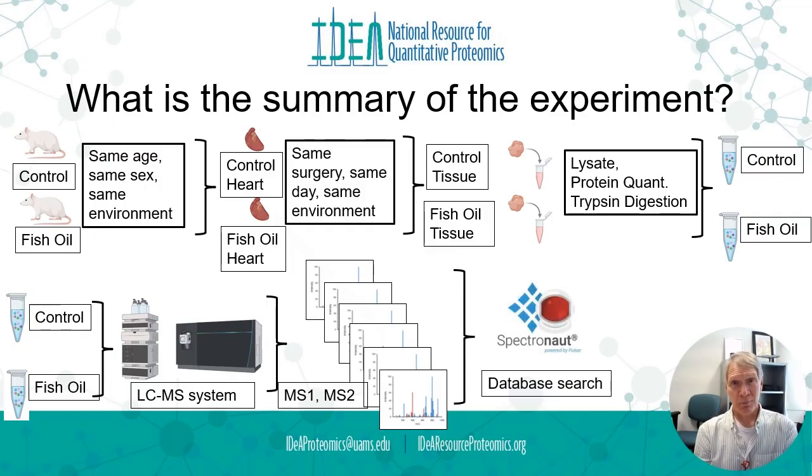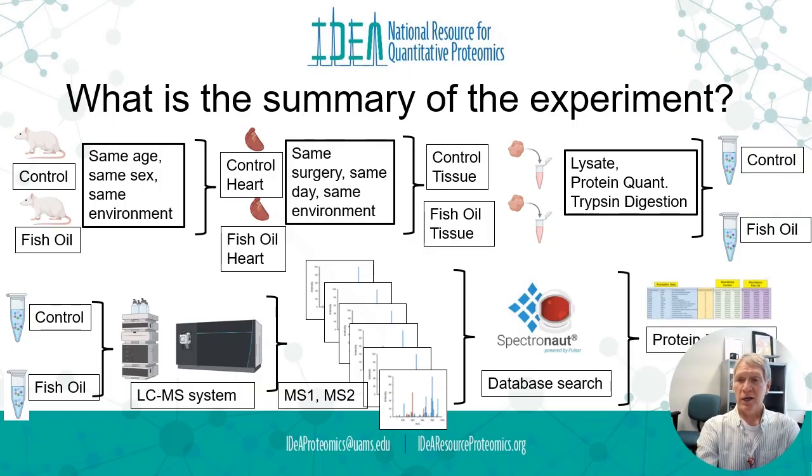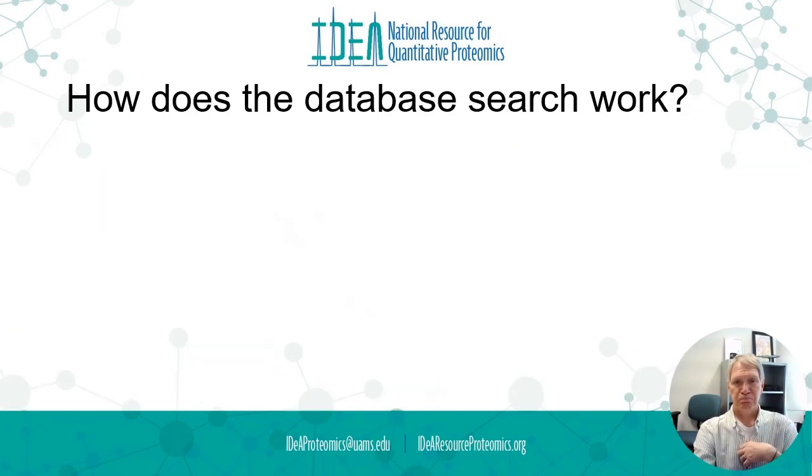Then we're going to do a database search. That's where we go through and figure out what peptides we found and what peptides we have in our mouse library, and we'll come up with what proteins and their abundance that we have here. Then we're going to get a big spreadsheet, what we call the protein results file, and from that we're going to do our QC and our differential analysis.